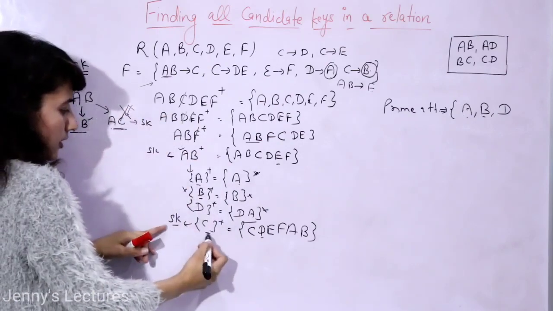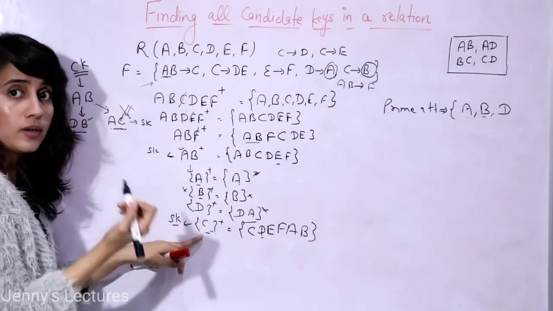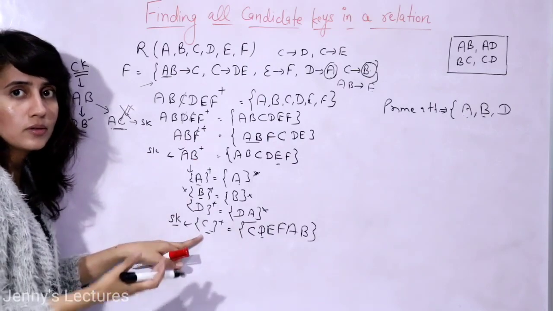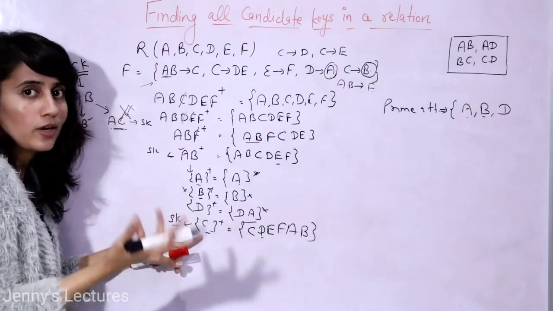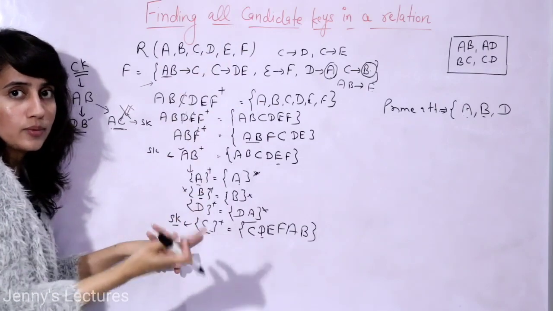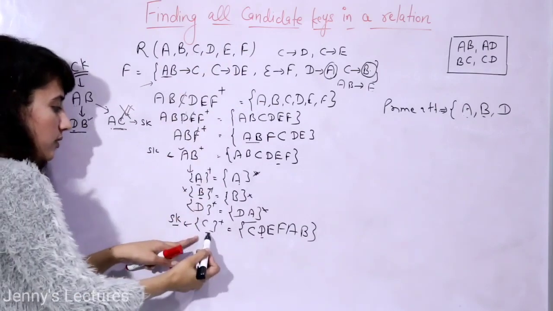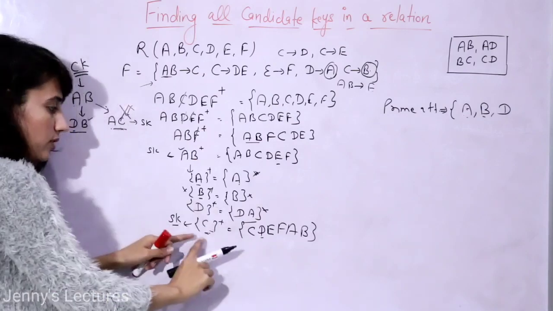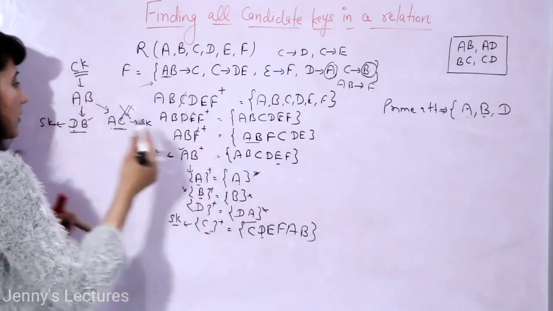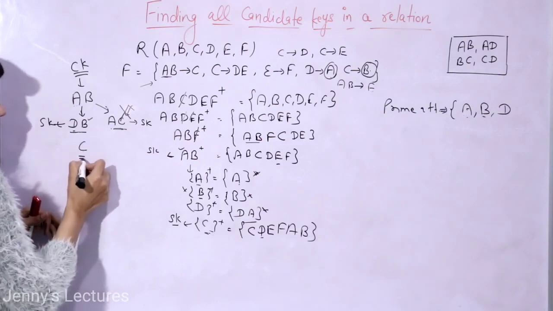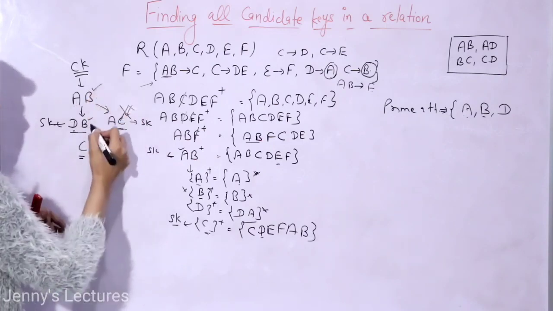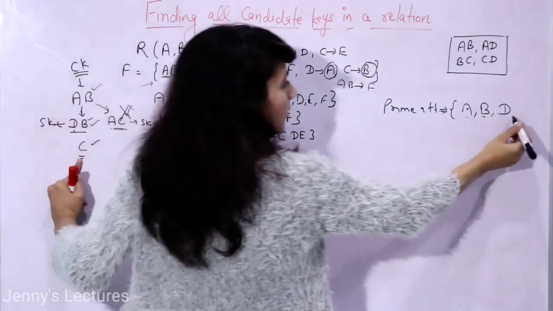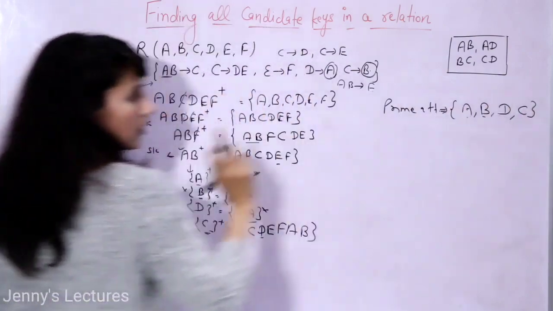Now, C is a super key. The proper subset of C would be phi, and phi cannot be a super key, because an empty set of attributes cannot determine any attribute in a relation. So C is definitely a candidate key, because no proper subset of C is a super key. We have got three candidate keys: one is AB, one is DB, one is C. One more prime attribute you have to add, that is C.